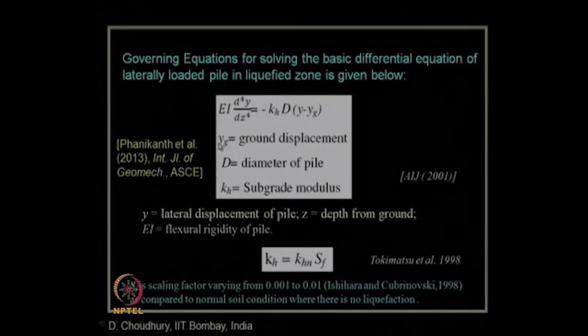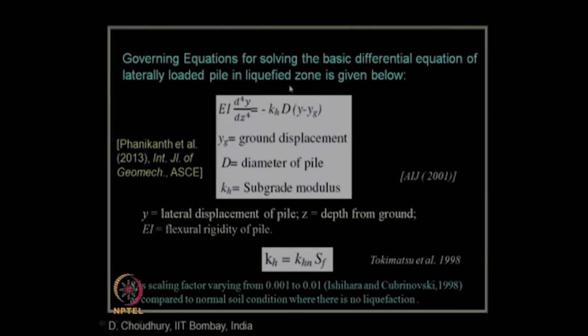This yg is nothing but your ground displacement, that is the free field motion, and d is the diameter of the pile and kh is the subgrade modulus, and y is the lateral displacement of the entire pile. So, compared to your ground, how much is the relative displacement of your pile, that interaction needs to be considered. As you can see, z is the depth from the ground surface and EI is the flexural rigidity of the pile, as we know.